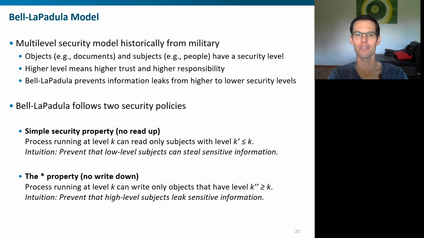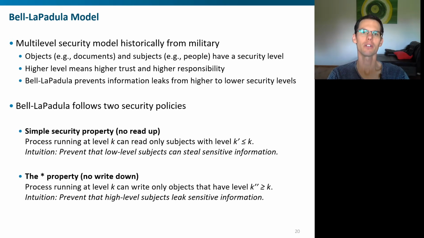To succeed with this, Bell-LaPadula has two very simple security policies. The first one is the simple security property, which is the no read up property. This means a process running at level K can only read objects with level K prime smaller or equal to K. That means that any lower level subject cannot really steal sensitive information. Like the example before, a foot soldier would not be able to read data that is classified as top secret by the general. This is simple to understand and intuitive.